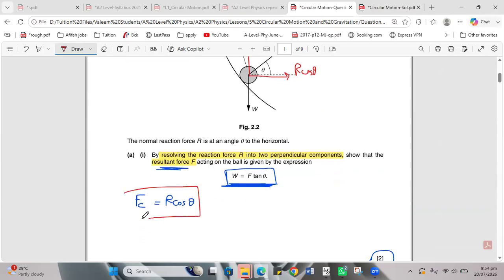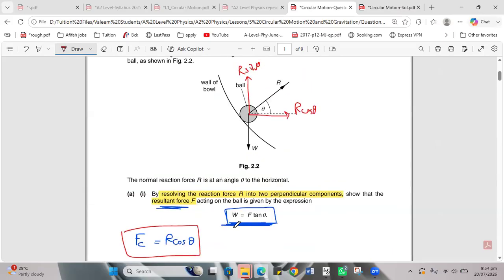So here we are, F is equal to R cos theta, but we have a problem. We do not have W, but we need to somehow include W in our equation and tan as well. So this means we need to incorporate W as well.